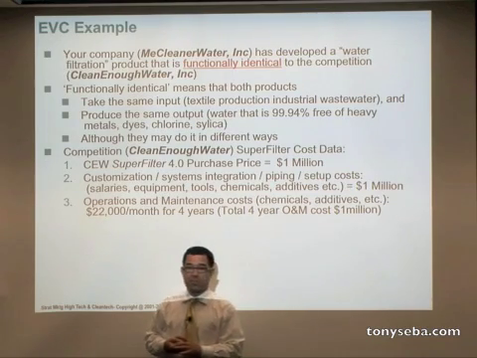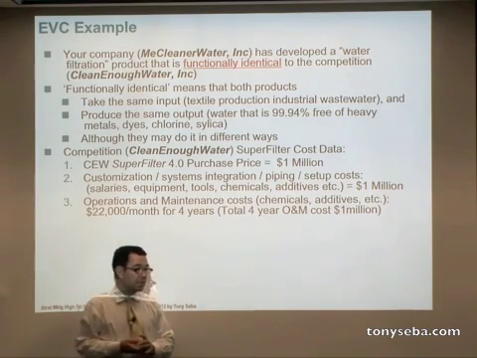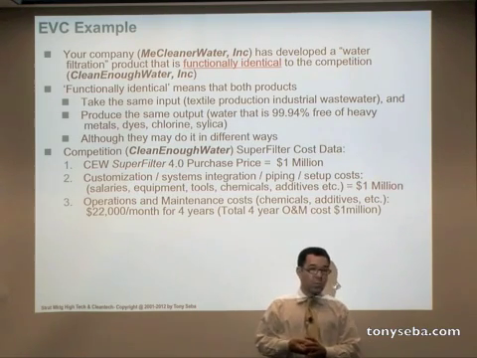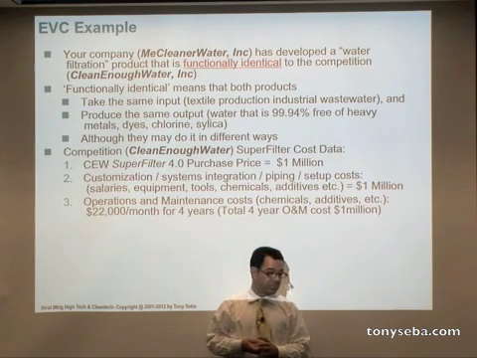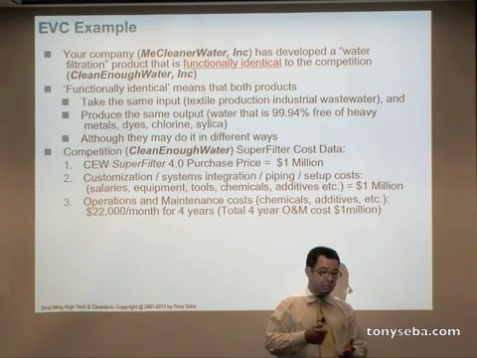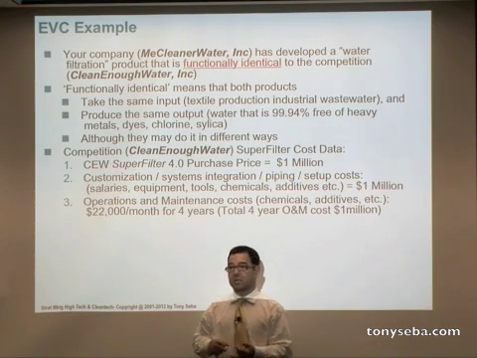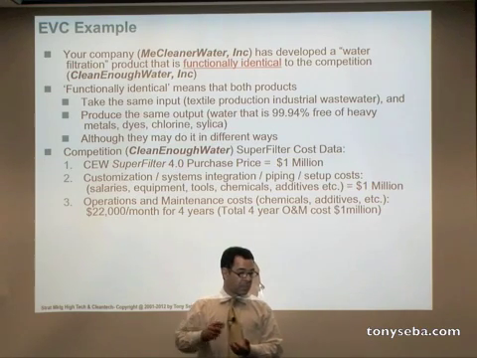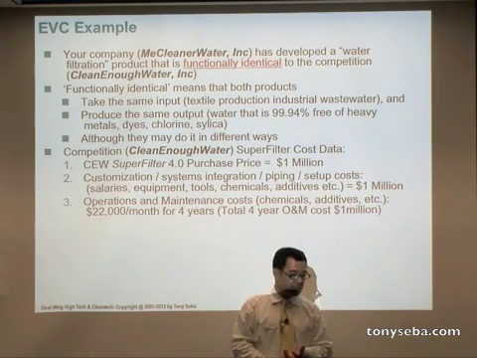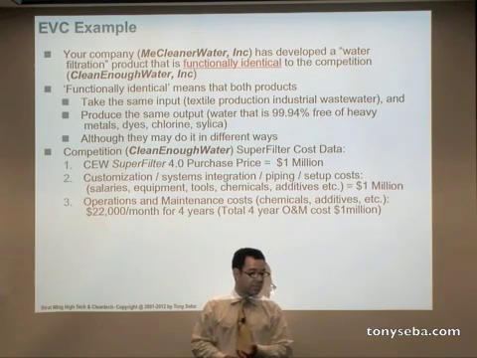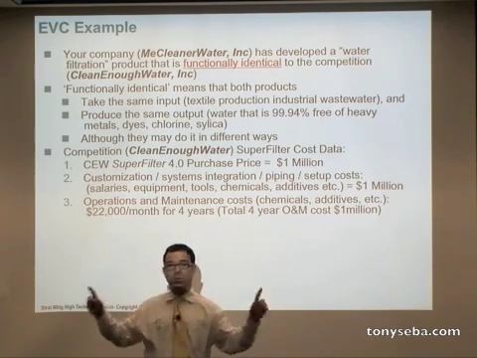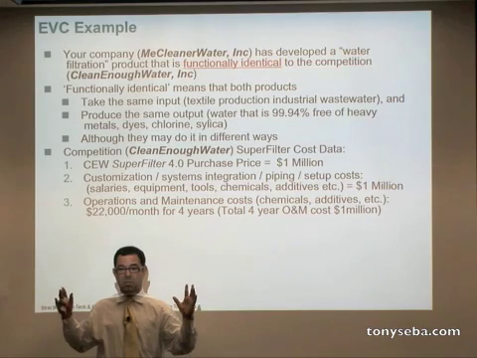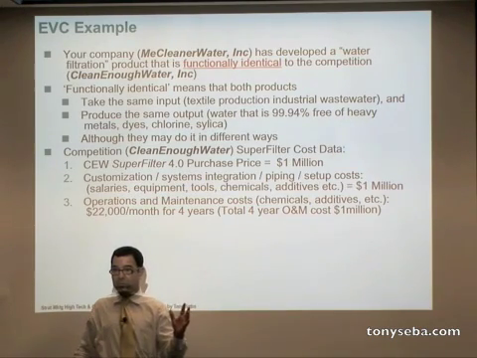Now, here's some data on the competition's product. Their super filter costs $1 million to purchase. Customizing, systems integration and setup costs $1 million. And operations and maintenance, chemicals, additives, and all that, is another $1 million over 4 years. So over 4 years, it's going to cost $3 million. So far, so good? Okay.